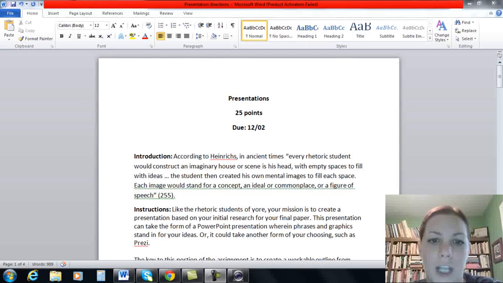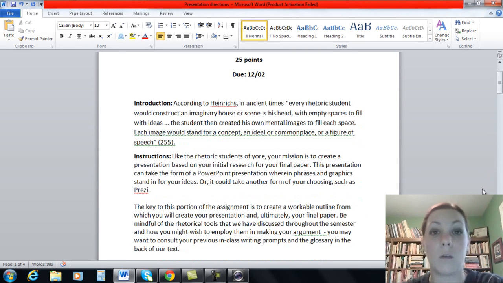Now, as you recall from the final chapter in Heinrichs, in ancient times, every rhetoric student had to construct what was called an imaginary house or scene in his head with empty spaces to fill the ideas. These mental images filled each space, and they stood in for a concept, ideal, or commonplace. Now, Heinrichs also mentions that our PowerPoint presentations are a more modern version of these initial memory houses from ancient Greece.